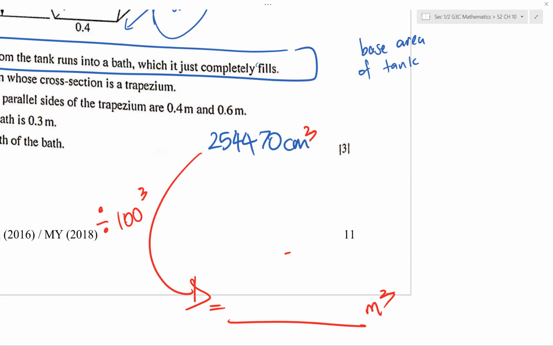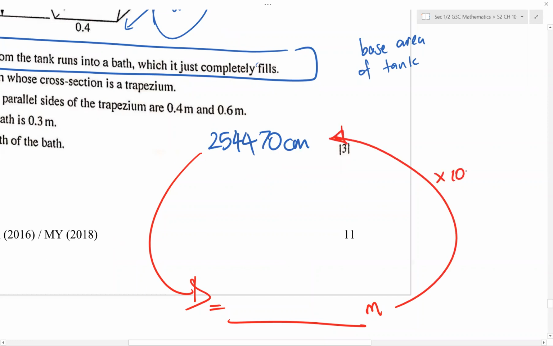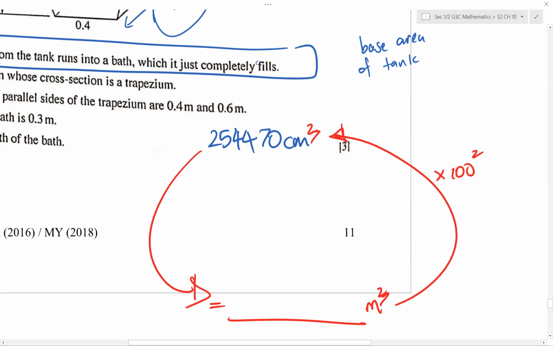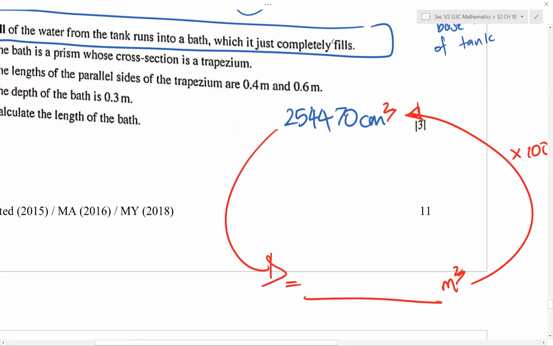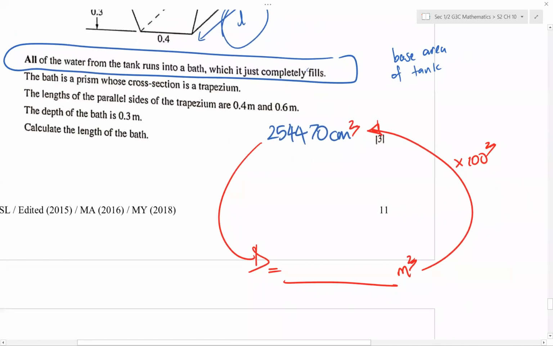So if you want to go the other way around, from meters to cm, you times 100. If you want to go from meter square to cm square, times 100 square. If you want to go from meter cube to cm cube, times 100 cube. That's all. The same can be done for square meter to square kilometer, cubic millimeter to cubic centimeter, all can be done. So this is all for our notes. We've got our textbook question next.